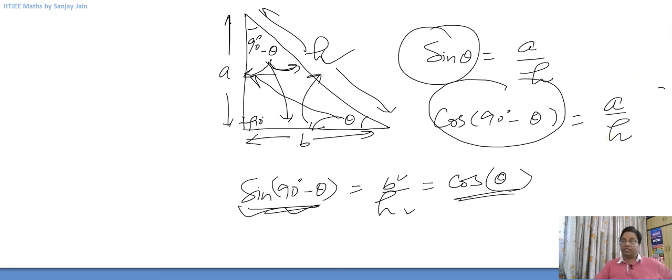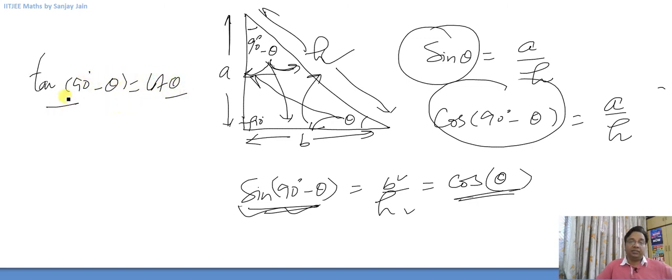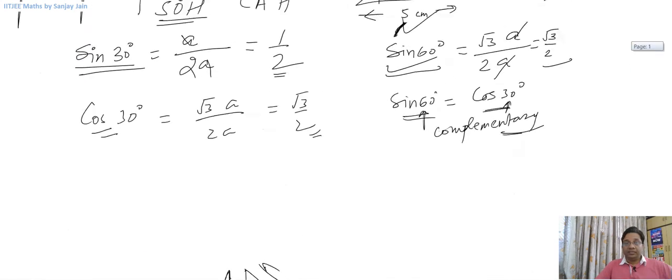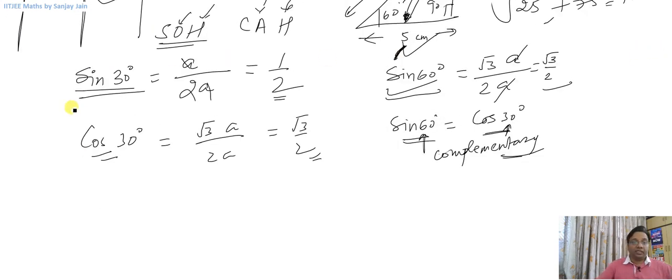Similarly, we can talk about other angles also, like tan 90 minus theta is cot theta, right? So these conversions can be taken care of. Sine will get converted to cos and cos to sine when you take the complementary angles, and tan will get converted to cot, and cot will get converted to tan, and secant will get converted to cosecant, and cosecant to secant.